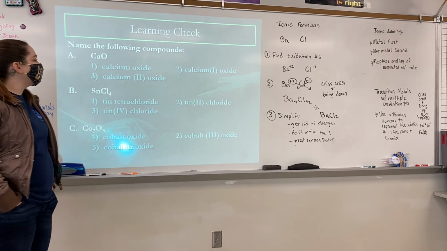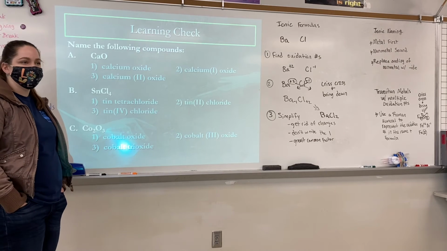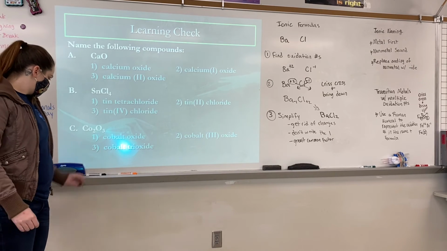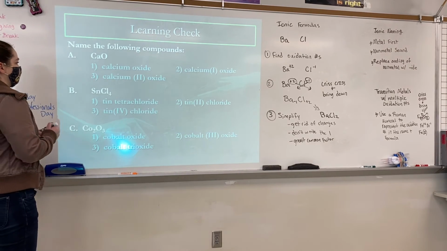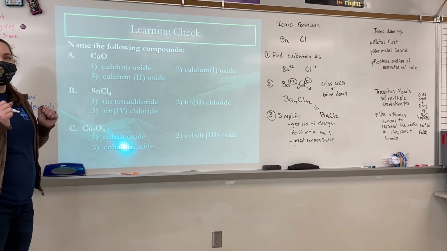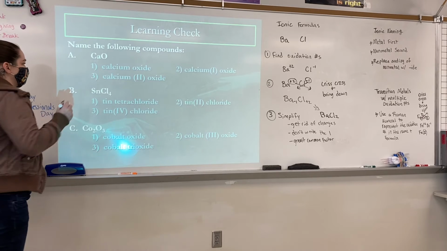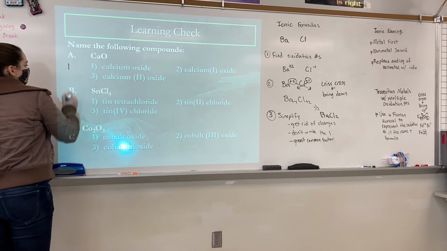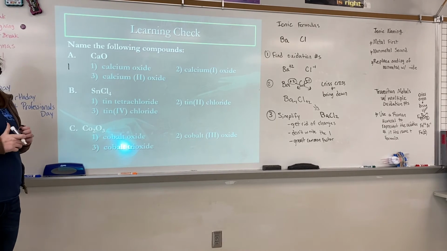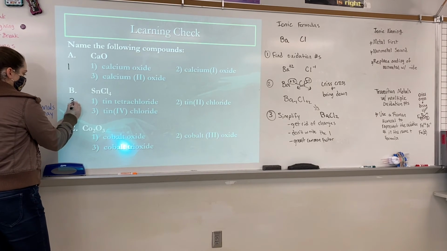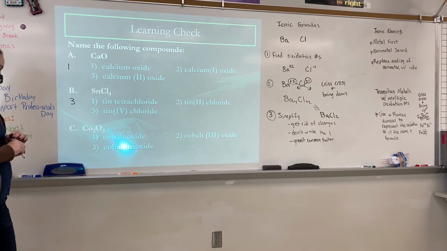So for CaO, what is the correct name for CaO? Calcium two oxide? Oh, calcium one oxide, sorry. Which one do we think it is? Transition metal. You think it's number 1? Yeah, it's not a transition metal. Okay, what about B? What do you think B is? Three. We won't agree on that one. What about C? Two.